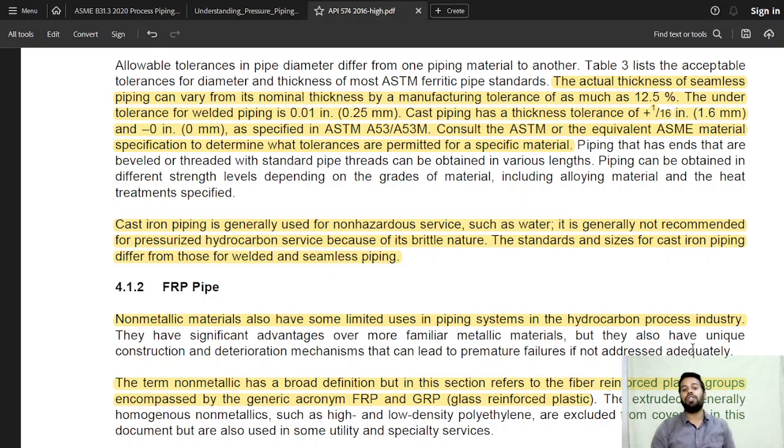Cast iron piping is generally used for non-hazardous service such as water. It is generally not recommended for pressurized hydrocarbon service because of its brittle nature. Standards and sizes of cast iron piping differ from those for welded and seamless piping.